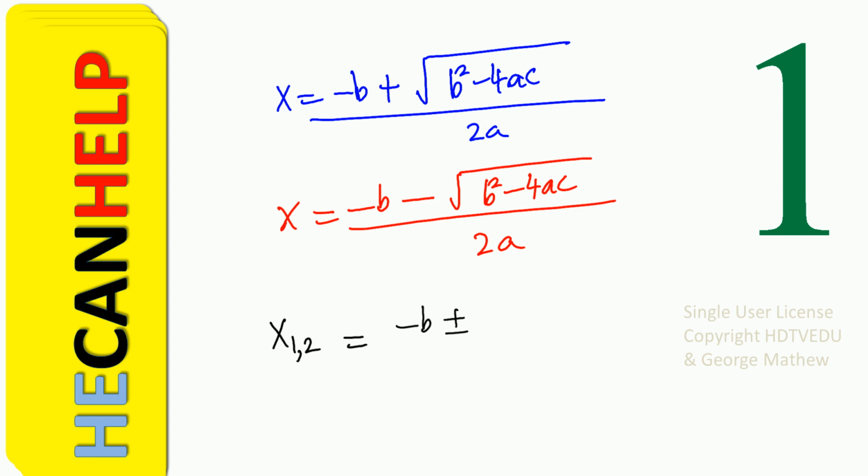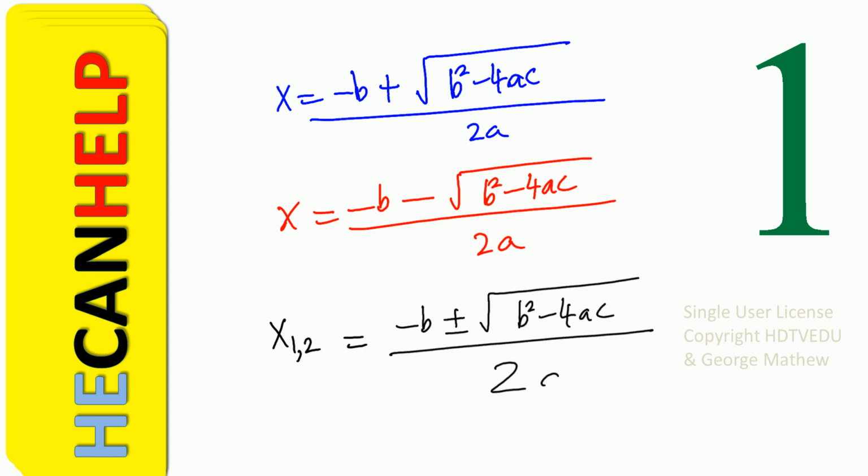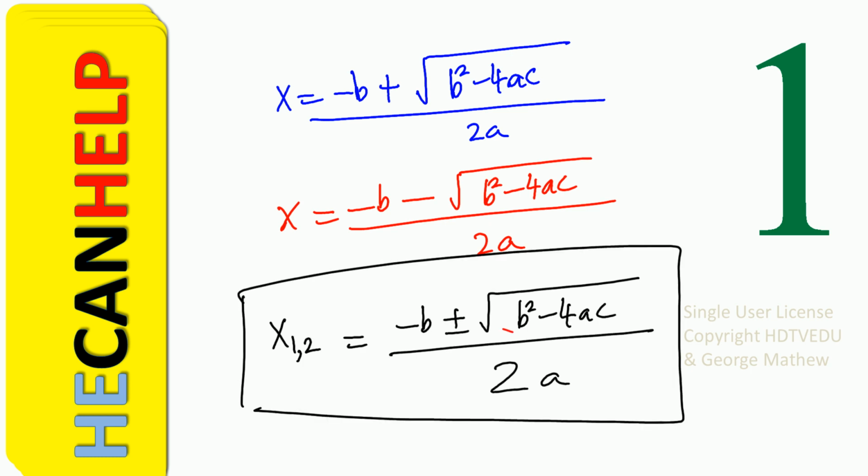Negative b plus or minus square root of b squared minus 4ac divided by 2a. b squared minus 4ac is called the discriminant. As you can see, b squared minus 4ac has to be greater than 0 for us to have two solutions. If b squared minus 4ac is equal to 0, we get one solution. And if b squared minus 4ac is negative, we have no real solutions. We cannot take the square root of a negative number, right? No real solutions in that case, all right?